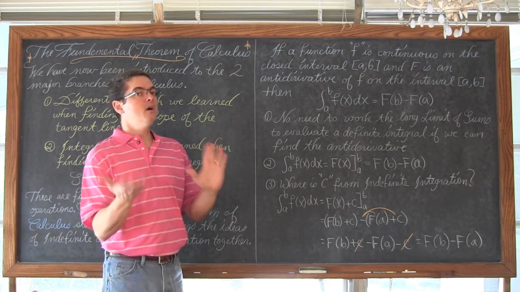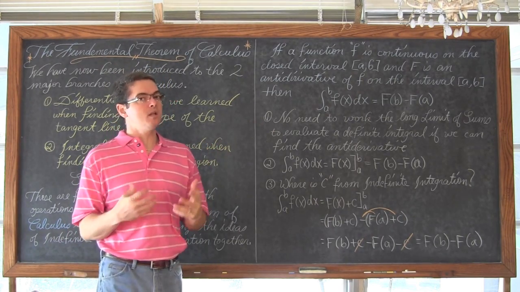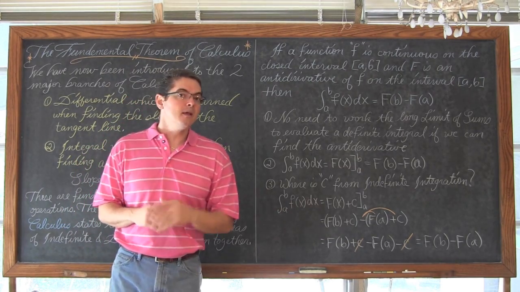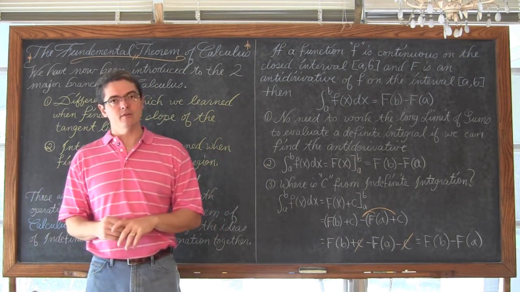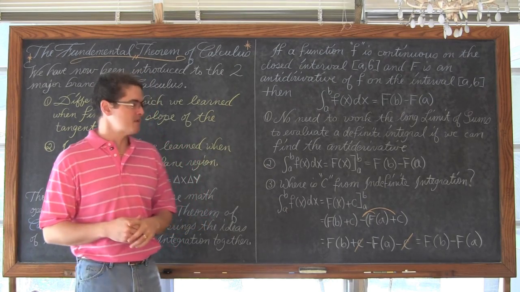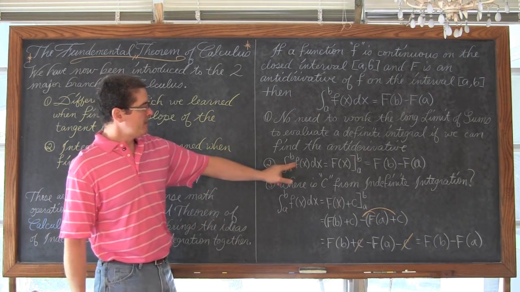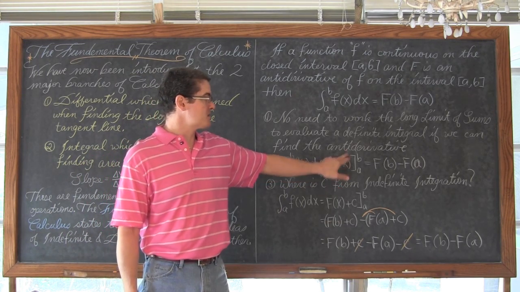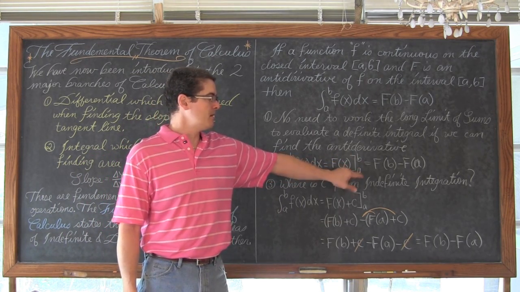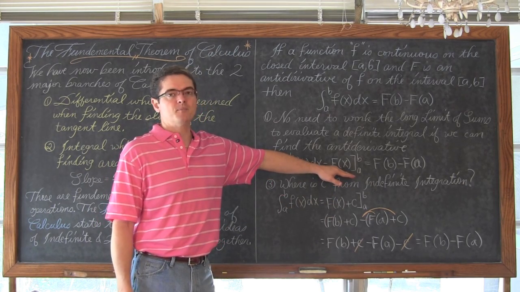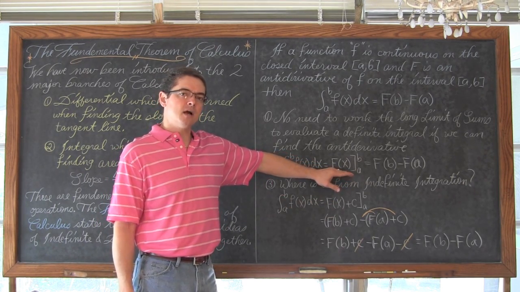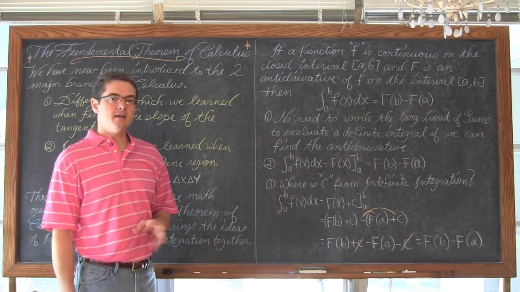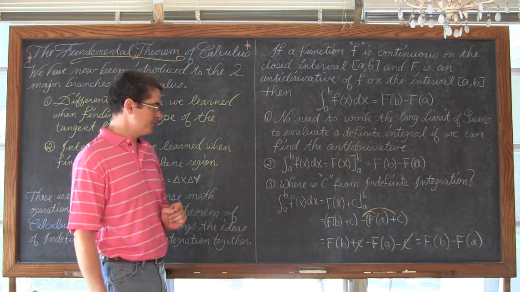No need to work out that long limit of sums process, or the Riemann sums process, to evaluate a definite integral if we can find the antiderivative. If we can't, then we are going to be stuck doing that limit of sums process. The definite integral of f of x dx from a to b is equal to capital F of x, and now with a straight bracket, upper limit and lower limit. This is just nice, convenient notation that you can use to keep track of what you're doing in your work, and then ultimately, again, plug in the b and the a and subtract into that antiderivative.